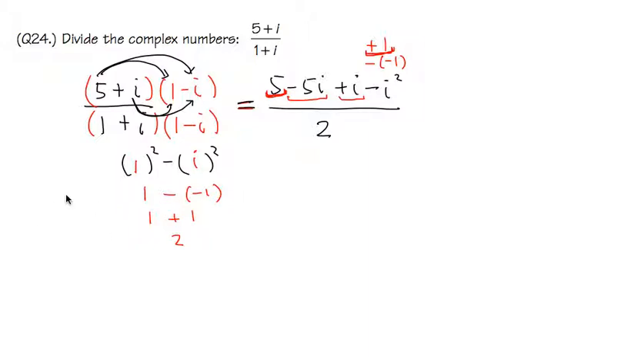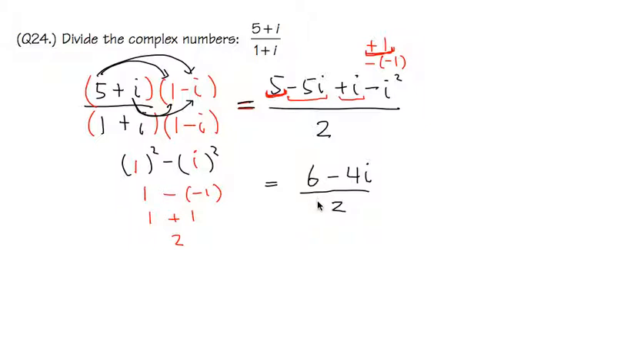Let's see the final answer. So first do the numbers. 5 plus 1 will give us 6. And then do it with the i part. Negative 5i plus 1i is the same as negative 4i. All over 2. And this is pretty much it.